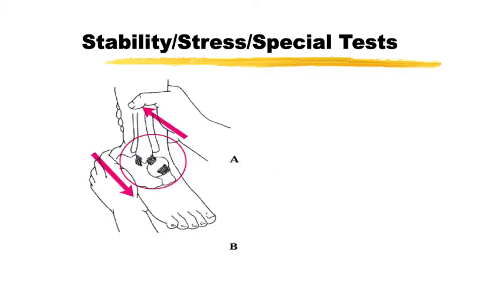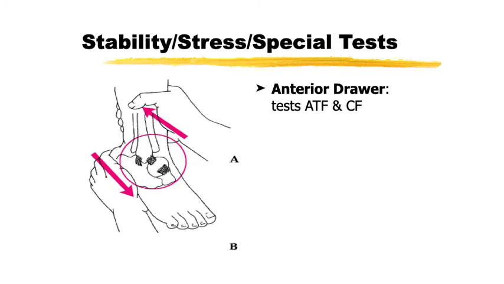So let's look at some of these stability tests or stress tests or special tests. It's the same thing, same term meaning the same thing. So the first one is the anterior drawer. When I go over how to do the lab component of this, I'm going to go over these again.